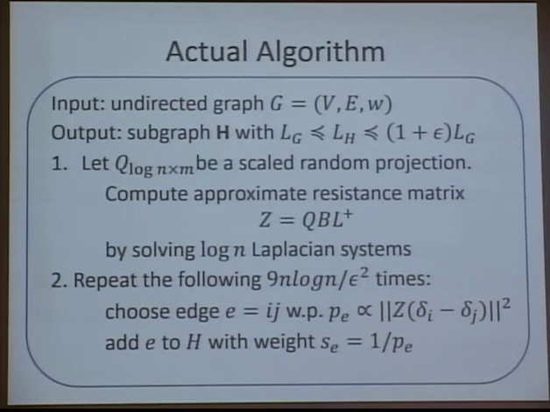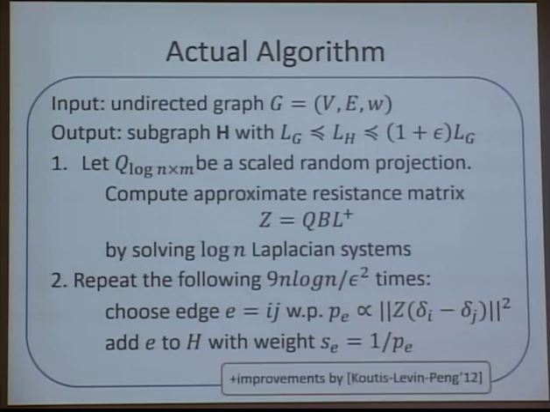Okay, so this is the algorithm, right? It has two parts. You're given a graph. In the first step, you compute this random projection, this embedding, by solving log n Laplacian systems. And now I showed you that these numbers are equal to the effective resistances. In the second step, you just take 9 n log n over epsilon squared samples with respect to these numbers, and that's it.